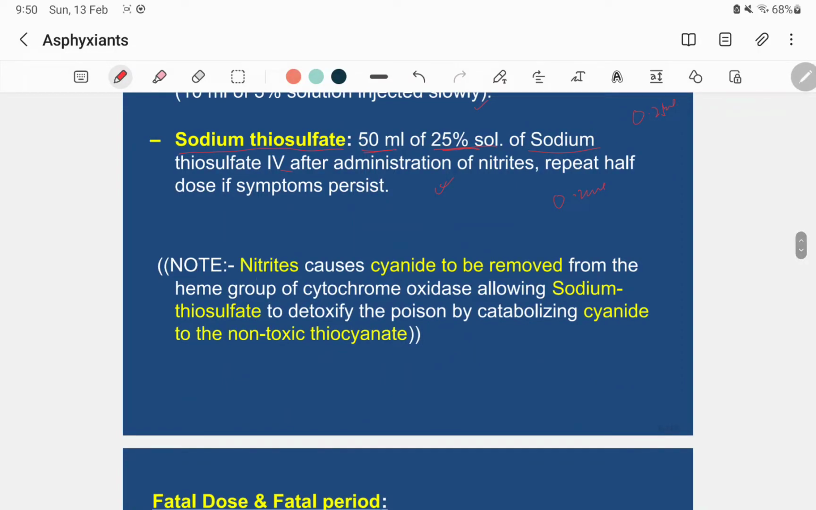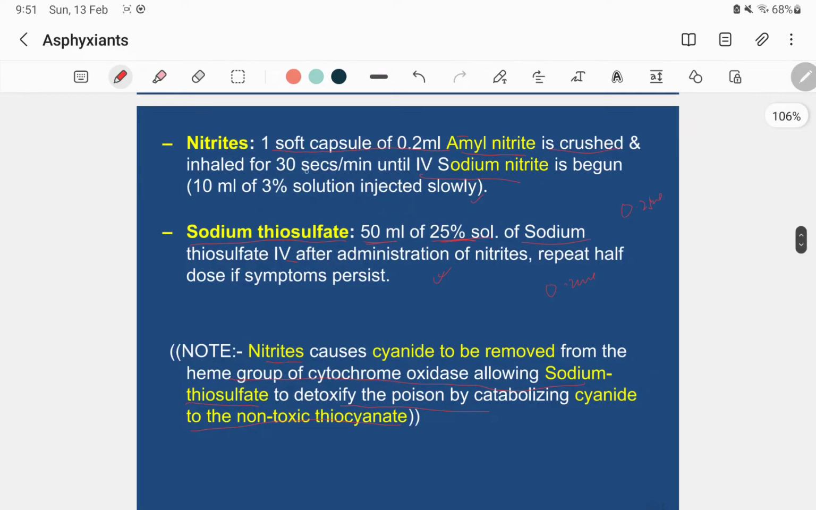Okay, so note, nitrites cause cyanide to be removed from the heme group of cytochrome oxidase, allowing sodium thiosulfate to detoxify the poison by catabolizing the cyanide to the non-toxic thiocyanate. So what does it mean? Nitrite will remove the cyanide that is attached in cyanide poisoning.